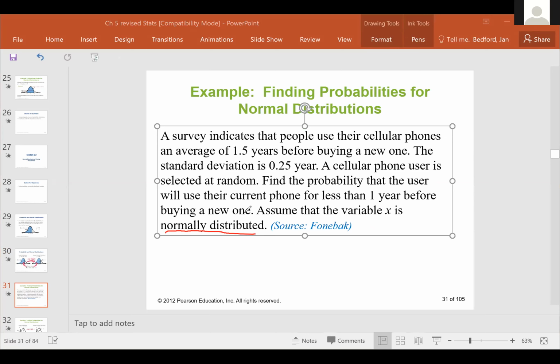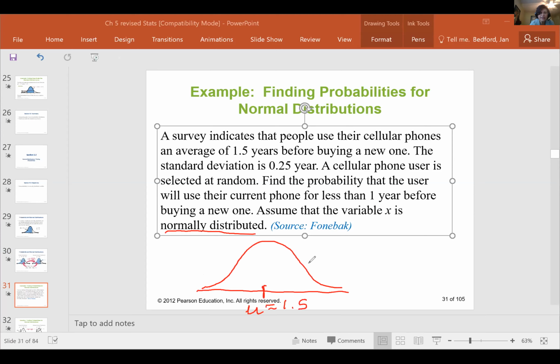Yes, it is, because if we don't know that it's a normal distribution, then we can't use any of what we're talking about here. So if I were to sketch this out, here's how I would put my data on here. My mean is how much? What did it say was the mean time somebody keeps the cell phone? 1.5.